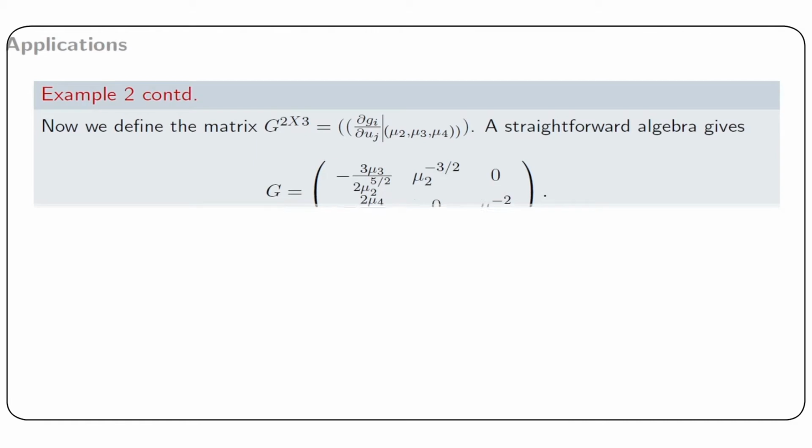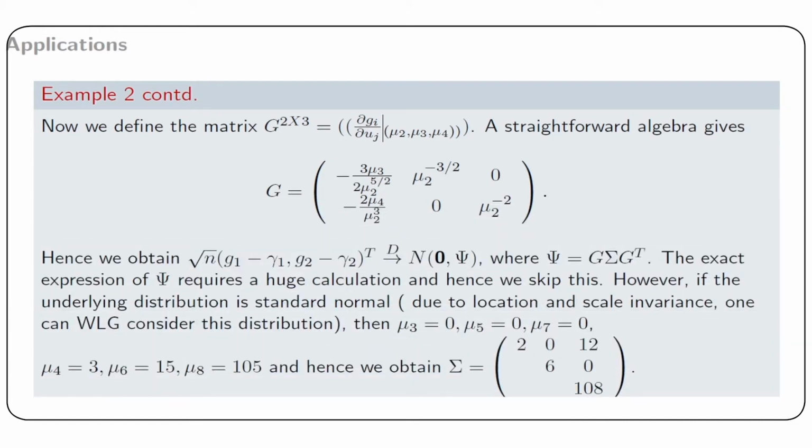Now, after defining a vector valued random variable, we need to evaluate the 2 cross 3 matrix G, that is a matrix G with elements del Gi, the partial derivative of Gi with respect to uj, evaluated at mu3, mu2, mu4, and a straightforward algebra gives the 2 cross 3 matrix G as given in the text. Therefore, we obtain the large sample asymptotic joint distribution of G1 and G2 as bivariate normal with mean vector 0 and dispersion matrix psi, where psi is defined as G sigma G dash, that is transpose of G. The exact expression of psi requires a huge calculation and hence we skip the details.